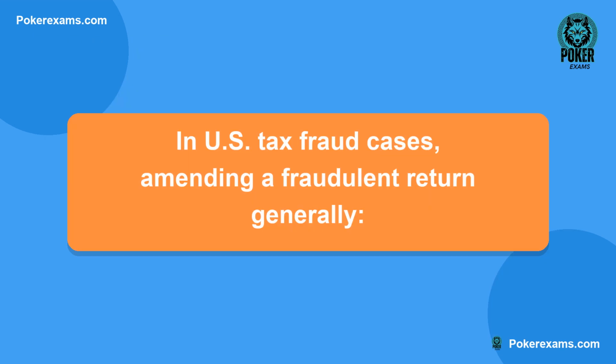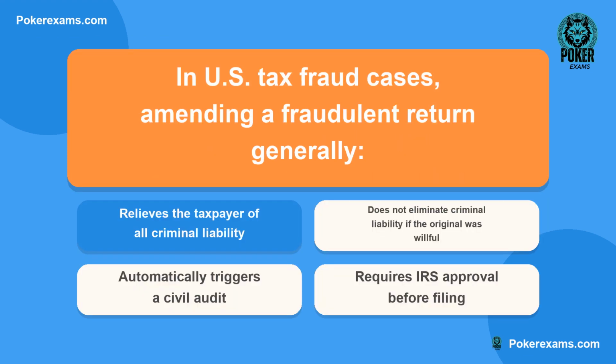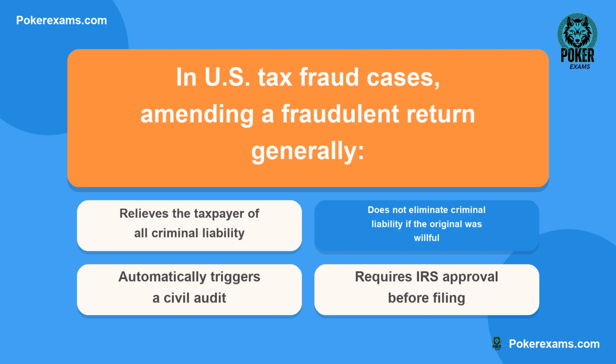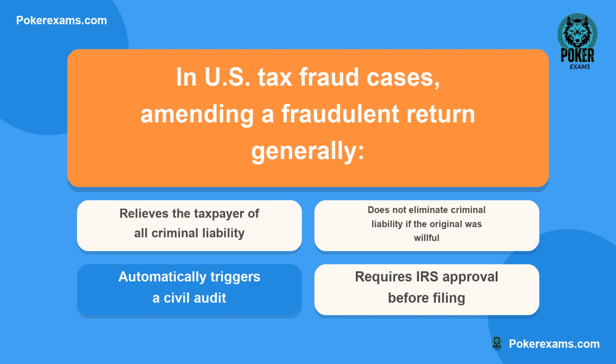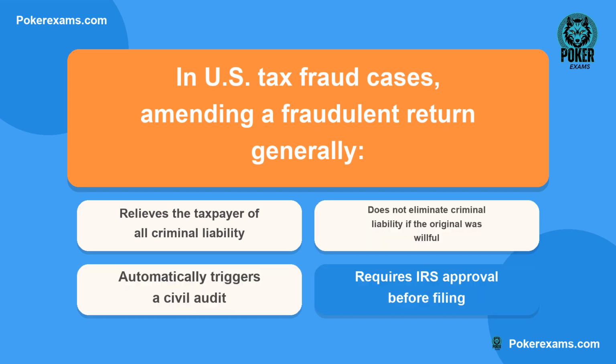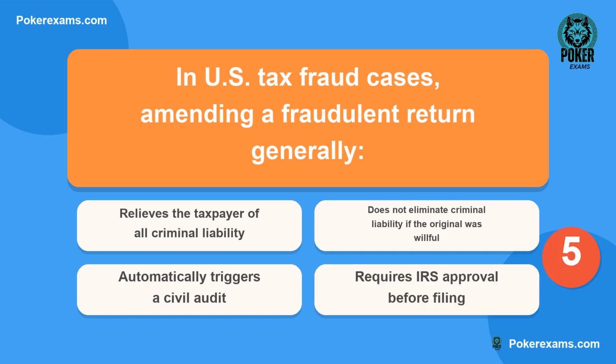Next question. In U.S. tax fraud cases, amending a fraudulent return generally: is it A, relieves the taxpayer of all criminal liability? Or B, does not eliminate criminal liability if the original was willful? Could it be C, automatically triggers a civil audit? Or lastly D, requires IRS approval before filing?